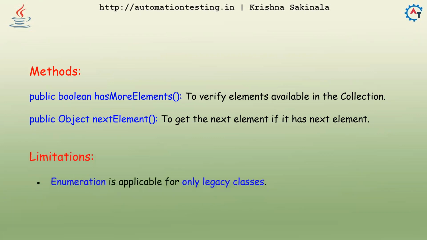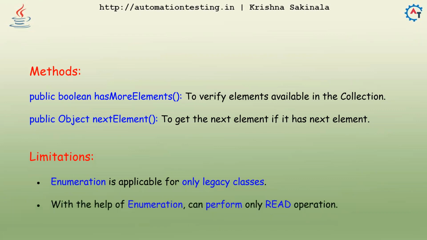What are the limitations of enumeration? Enumeration is applicable only for legacy classes, such as Vector and Stack. With the help of enumeration, we can perform only read operations, so we can only get the information from the collection. It works only in the forward direction, one way. Only nextElement, nextElement, nextElement. We have only one method, nextElement, if it hasMoreElements. With that, we can get the elements only in the forward direction.